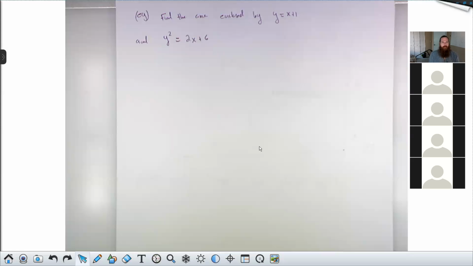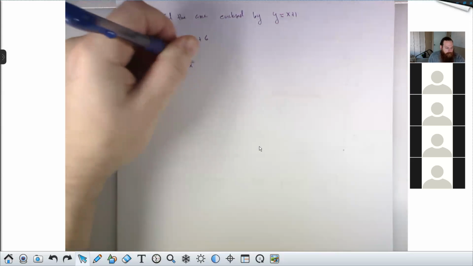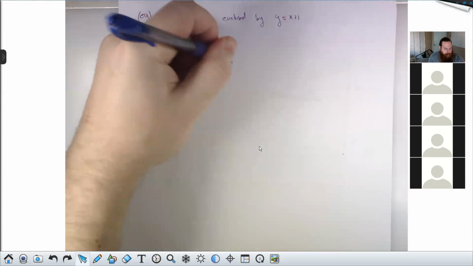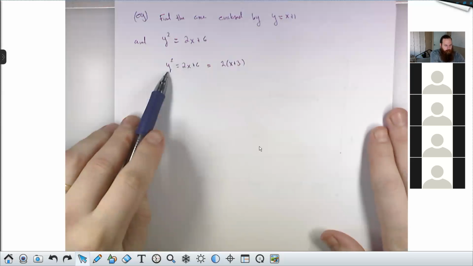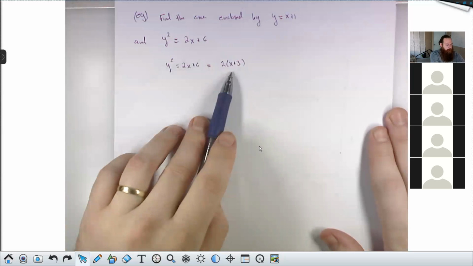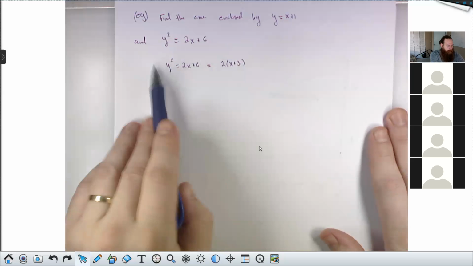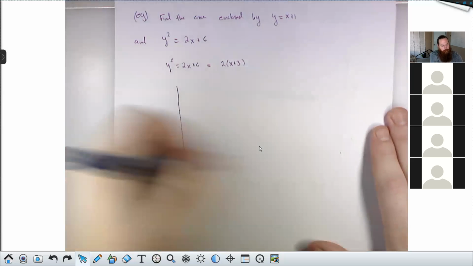But I'll show you a little bit how to sketch these, even if you don't know or don't remember the study of conics from pre-calc. 2x plus 6, I can actually factor a 2 there. That's 2 times x plus 3. So you can ask yourself, if y is 0, then x would have to be negative 3. And if x is going to be 0, then y squared would have to be 6.